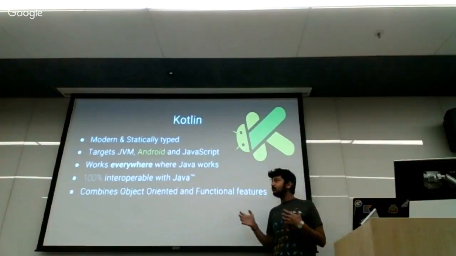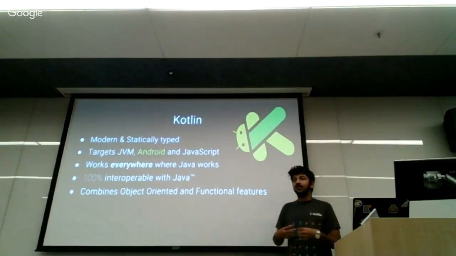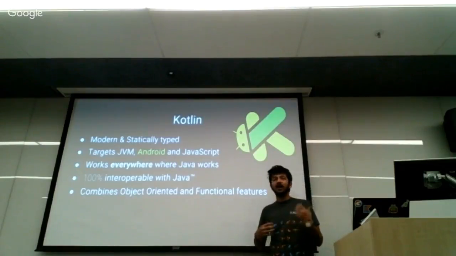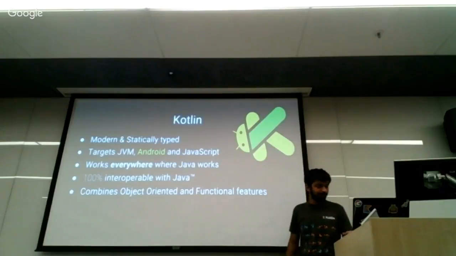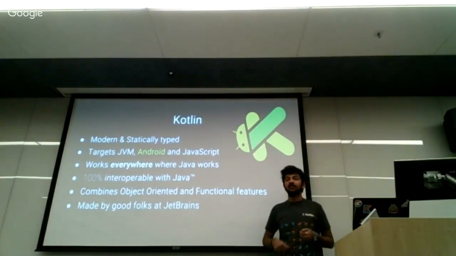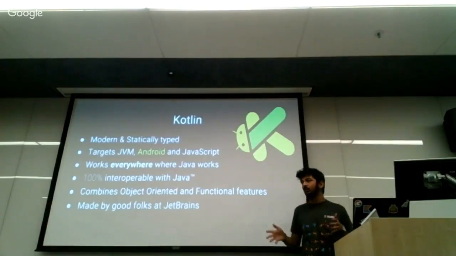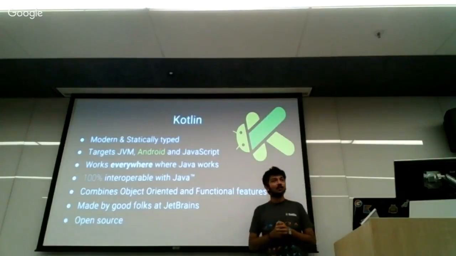And lastly, which was very much missing in Java, Kotlin brings functional features. So you can mix and match both of the paradigms and build better apps as per your requirement. And it's made by some good folks at JetBrains. JetBrains is a company, a maker of a suite of IDEs like IntelliJ, Android Studio, and so on. They make very cool IDEs. And of course, Kotlin is open source. It's under the Apache 2 license.